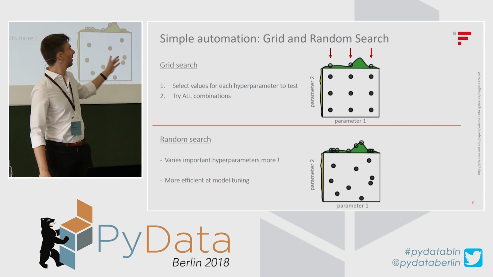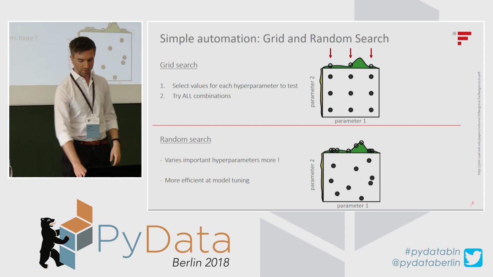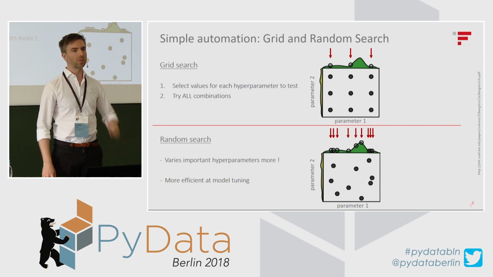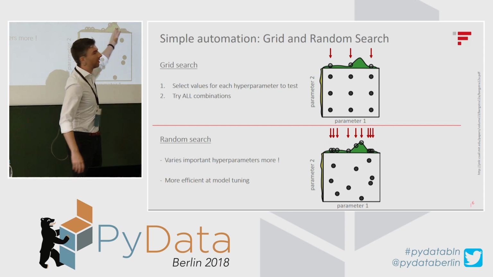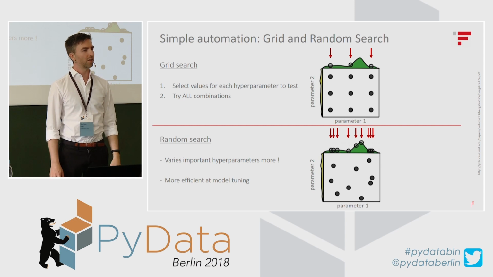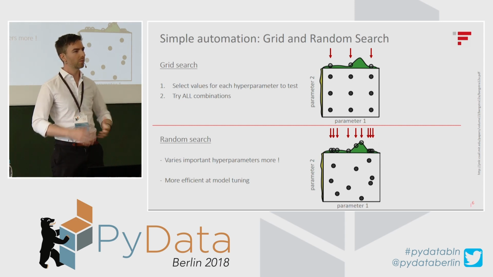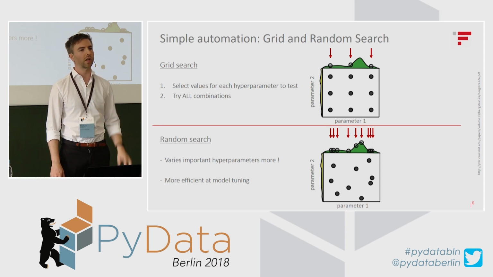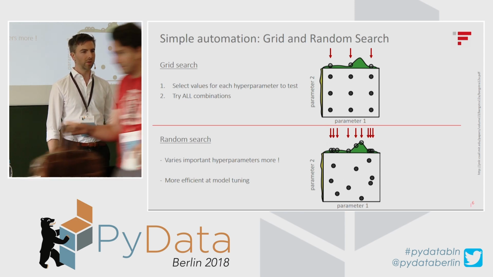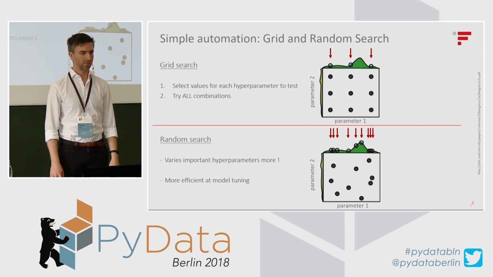Same example here, same situation. You sample 9 times, but now your coverage of this important parameter, parameter 1, is much higher. You actually get the peak right here. So that's great. Now we see this is one of the reasons why random search is also, not just for this example, for many other examples, more efficient at finding good hyperparameter combinations automatically compared to grid search.